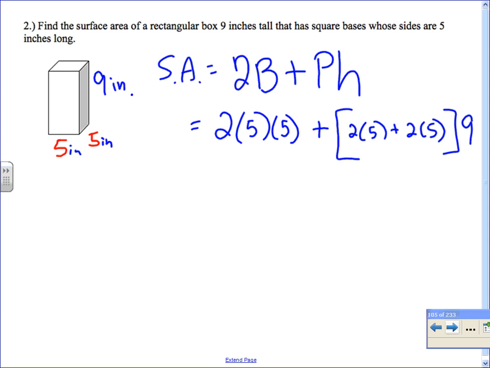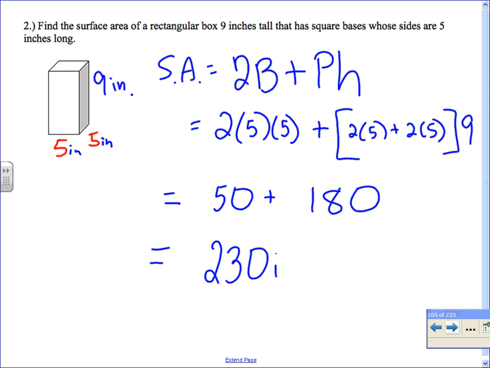Okay, calculate this left part first. So Briar, what's 2 times 5 times 5? Okay. And then take a second, calculate what's inside these brackets first, and then multiply it by 9. It's important that you take your time, do one thing at a time. Jeremy, what did you get for inside here? Okay, good. Plus 180. So Emma M, the entire surface area is? Good. Just remember, you're finding the surface area.